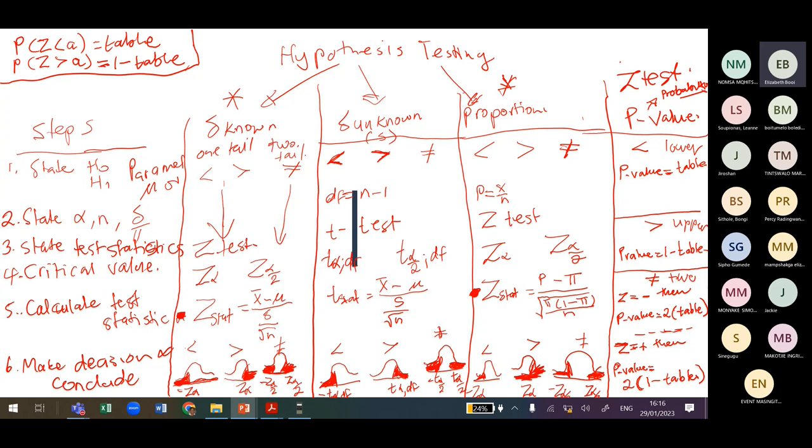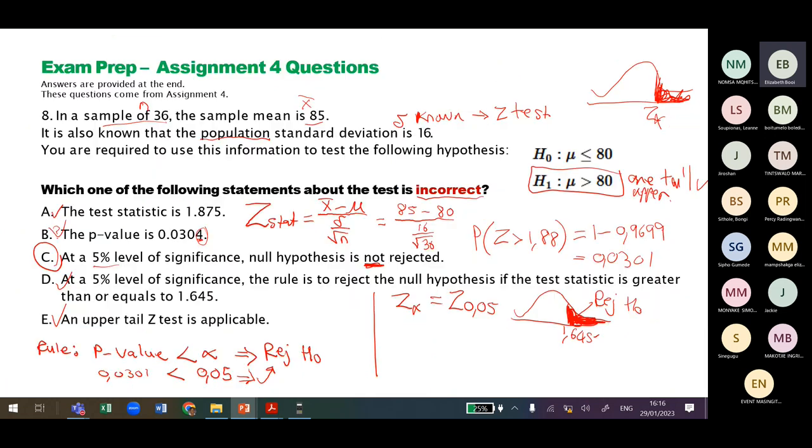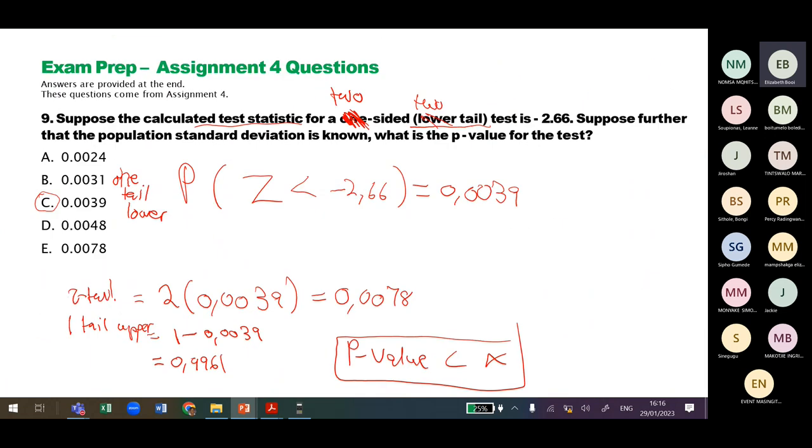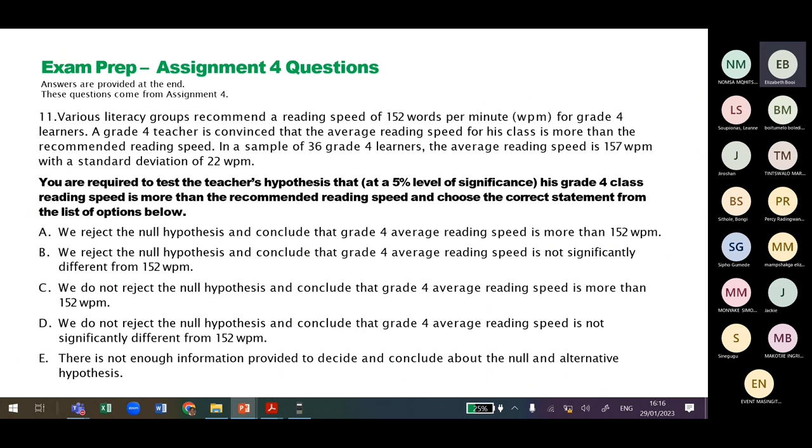I'm going to ask a question. You're going to respond back, and we're going to do all this together. Not me, all of us, togetherness. So let's start with step number one. Let's state the null hypothesis and the alternative hypothesis.